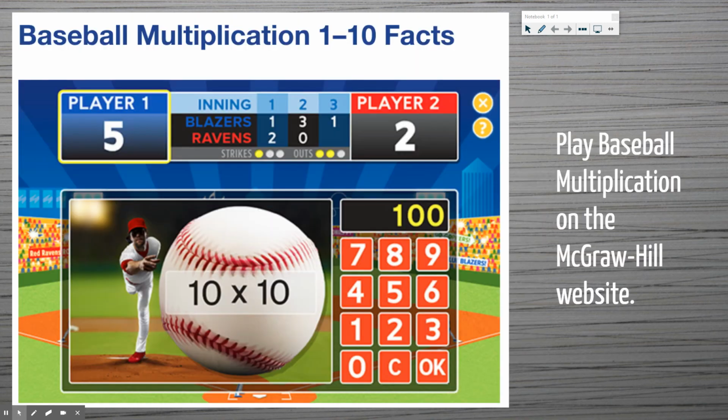All right, so remember, part of your assignment is to do the home link, your math boxes, and then you're going to play some baseball multiplication to practice those math facts.